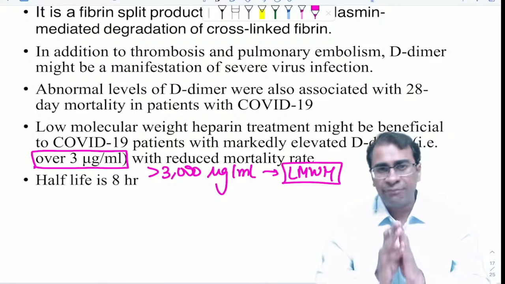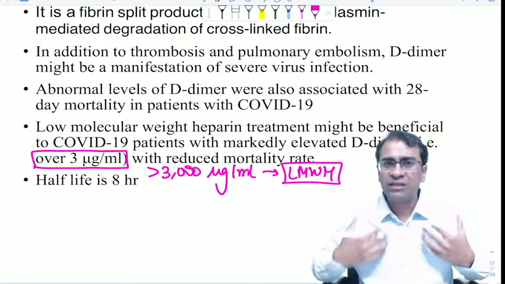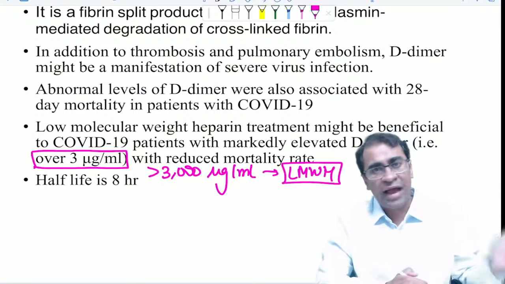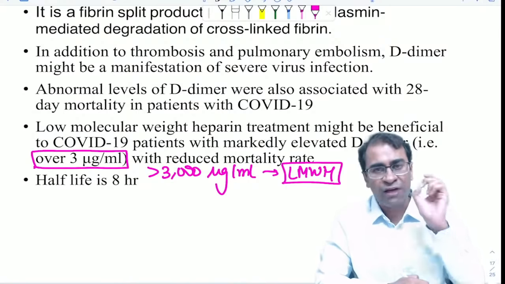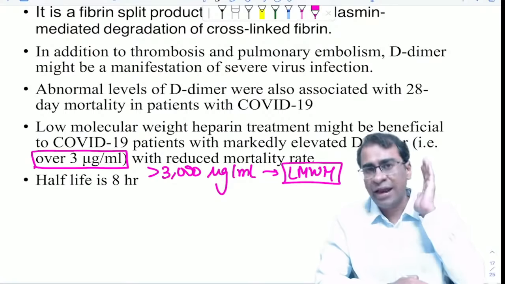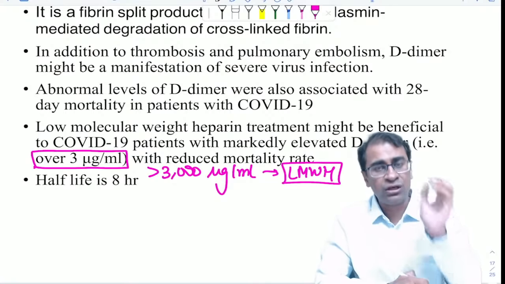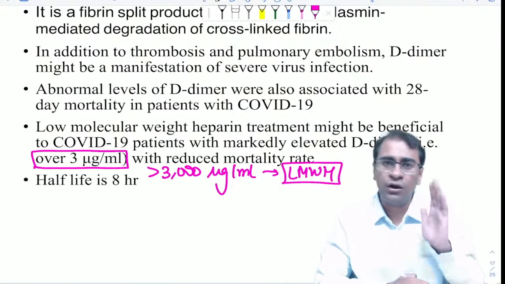But yes, if a patient has an oxygen requirement, that means his alveoli are getting damaged. That is when the coagulopathy starts and can go to a huge level. Start with a D-dimer. Look for the values. If the value is more than 400, start repeating it again and again. If it is more than 1000, you should be telling the patient they may get sick. But if the value is more than 3000, start low molecular weight heparin.